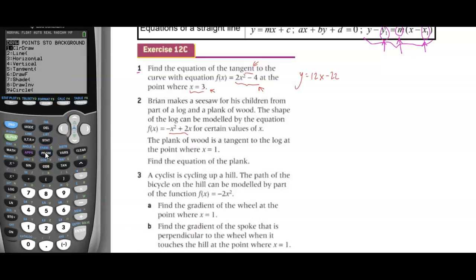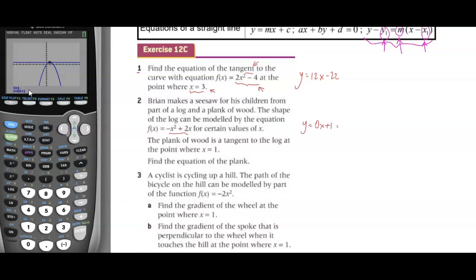So we do second draw tangent, which is number 5, and then we're going to type in 1, because that's the location. And so at that point, the plank of wood is perfectly horizontal. How interesting. And then we look at the equation. It's y equals 0x plus 1.